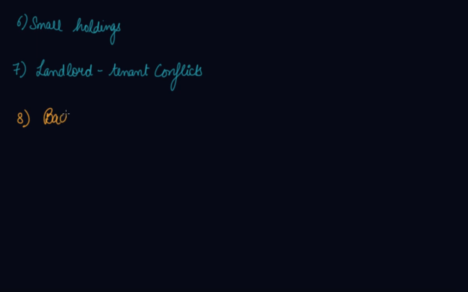Eighth is backward technology. The bulk of farms in India are small in size and the bulk of the farming population is poor. So use of backward technology becomes a compulsive choice. There is no choice with the farmer, as they are too poor to adopt new farming technology. So agriculture in India is still based on backward technology. So these are some of the features of agriculture.